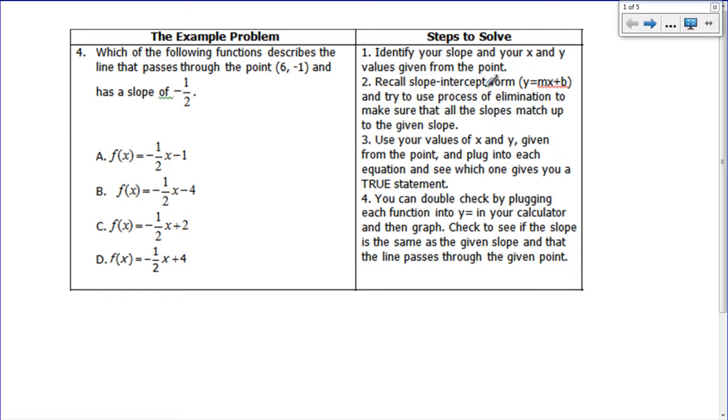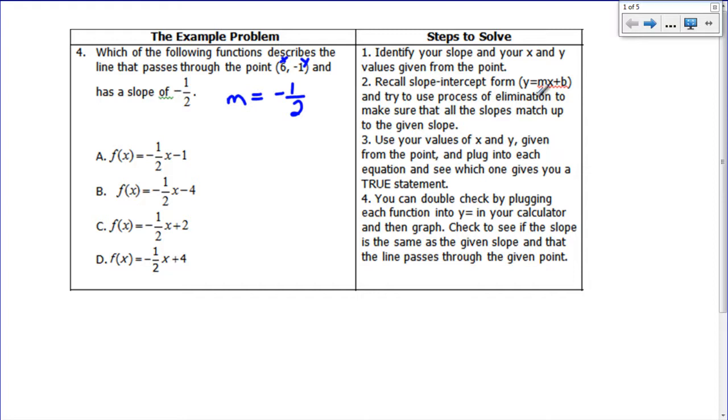Well, the first step it tells us to do is to identify our slope and x and y values from the point. Our slope, it says right here, so our m is -1/2. And then in our point, x is 6 and y is -1. Then it says to recall slope-intercept form, which is y equals mx plus b, and try to use process of elimination to make sure all the slopes match up. So our slope has to be -1/2. Let's go through our 4 answer choices and see how many of them have a slope of -1/2.